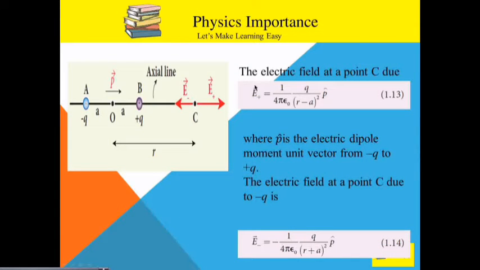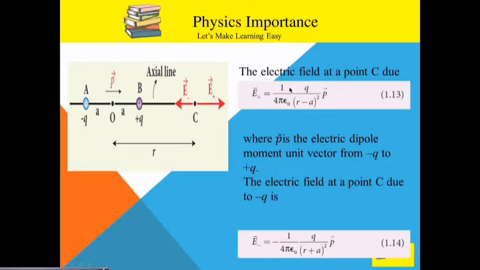Now we are going to find the electric field at point C due to the plus q charge and also due to the minus q charge. So first we are calculating the electric field at C due to the plus q charge. For that we have to find the distance between plus q and C. From the midpoint the distance is r. From the midpoint to plus q the distance is a. So the distance between plus q and C, from this r we have to subtract this a, so we get r minus a.